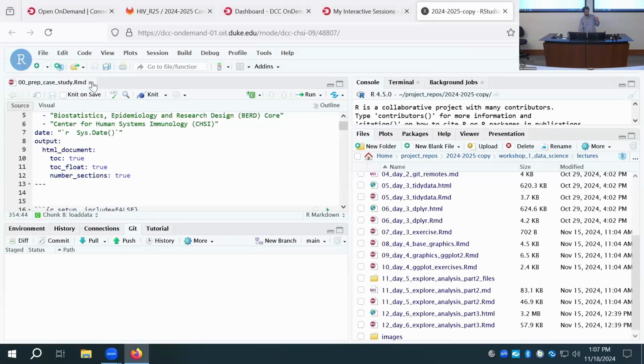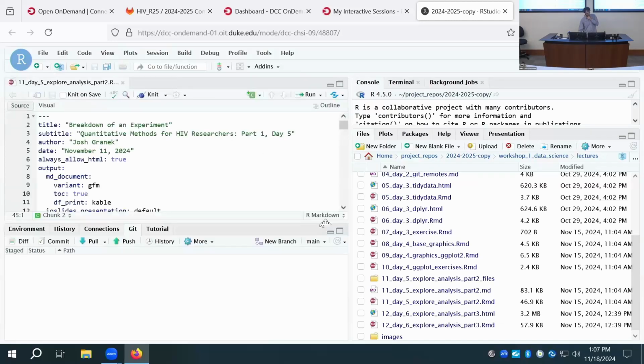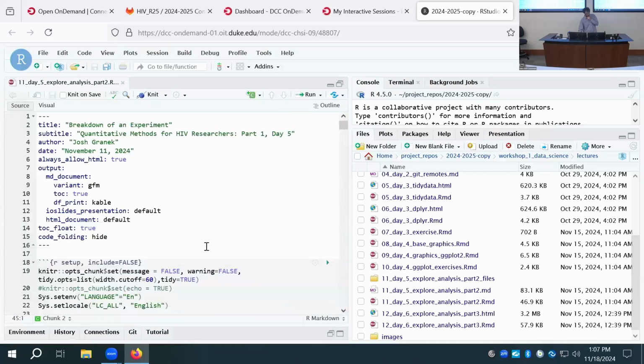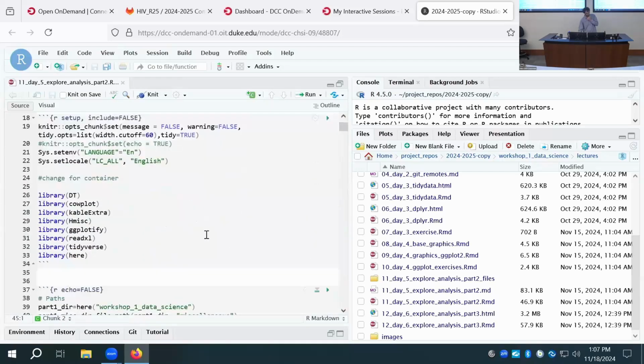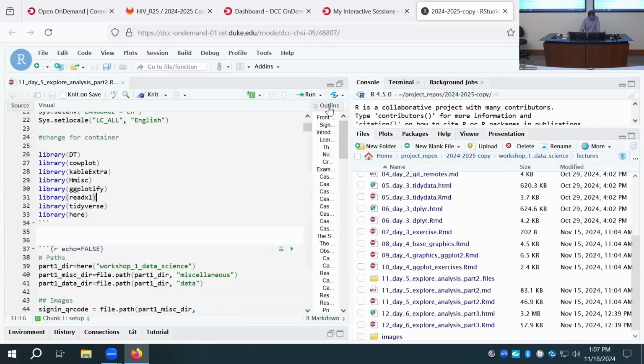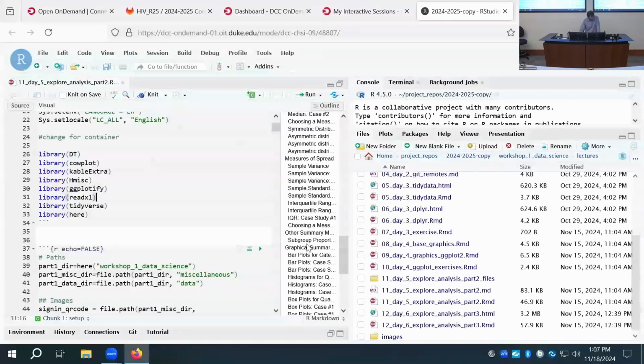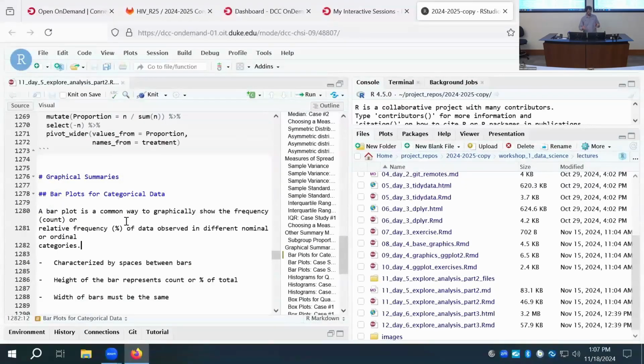Today, we're going to finish off some of the material that Josh wasn't able to get to. I think he didn't get to the graphical summaries. So I'm going to open that R Markdown, which I think is now marked as 11_day_5. I'm going to go down to graphical summaries, and we're going to go over these different approaches that you may use.